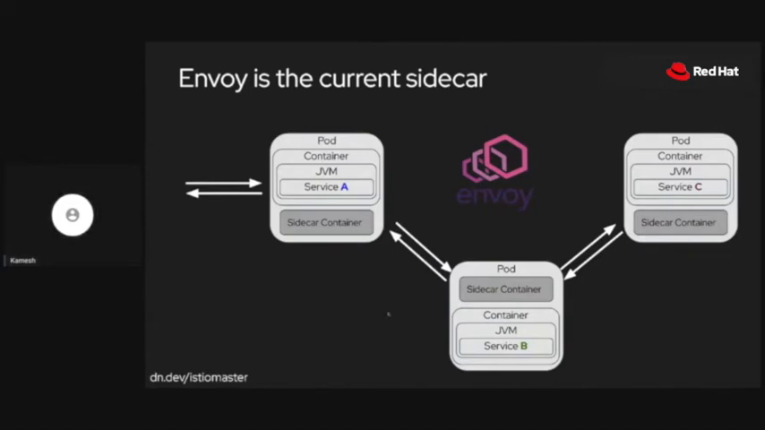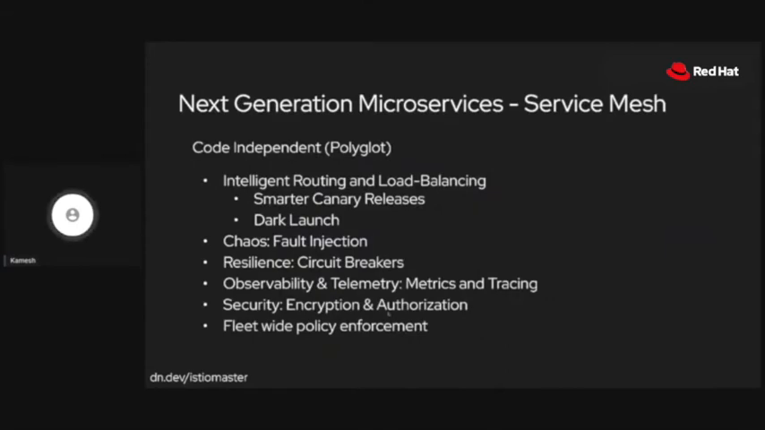What we're trying to achieve is the next generation of microservices and service mesh. It's going to be intelligent routing and load balancing. We already saw some examples in the earlier demo, where I applied rules, changing from mobile to iPad to Safari to Firefox. We have been doing all those kinds of intelligent routing. We'll see dark launches as part of another demo, which I'm going to show you.